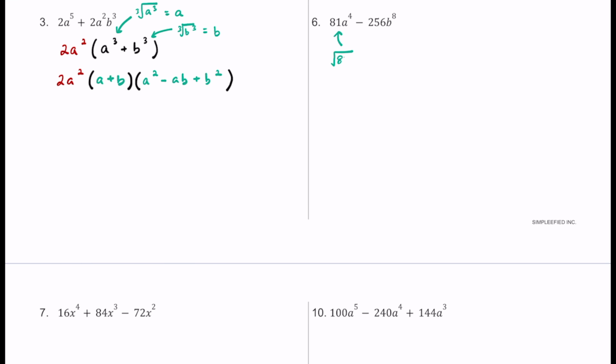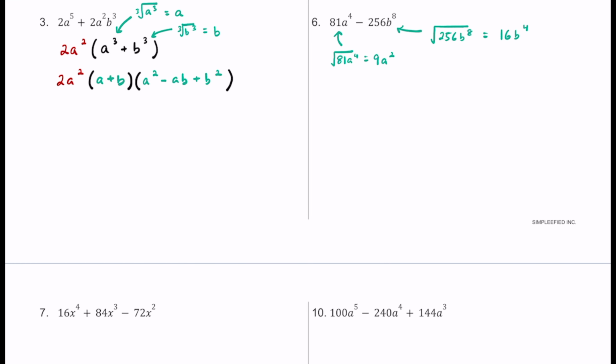So the square root of this 81a to the 4th power, that's going to be 9a squared. And if we take a look at this 256b to the 8th power, if you take the square root of 256b to the 8th power, the square root of 256 is just equal to 16, and the square root of b to the 8th power is b to the 4th power. So both of these are perfect squares, and because it's a difference, it's subtraction, it's a difference of squares.